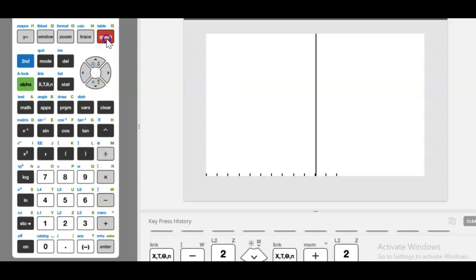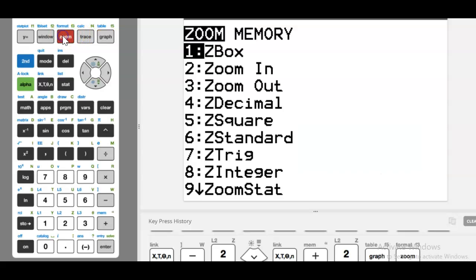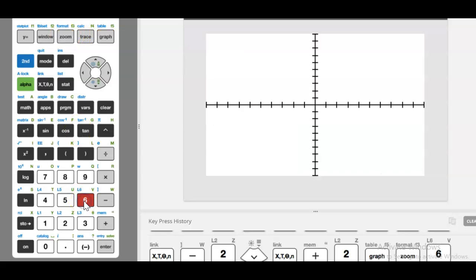And now we'll press the graph. We're going to look at the graph. I need to change my settings of the graph because the viewing window isn't what we want it to be. So I'm going to do zoom number 6 to go back to the factory default settings on the zoom window. And we see this is a picture of the graph.